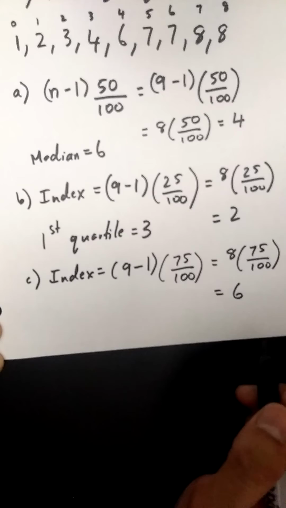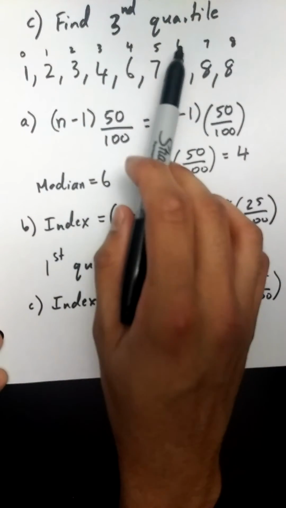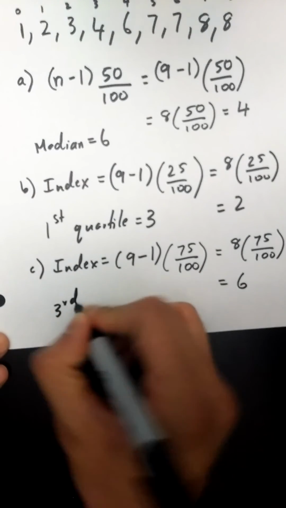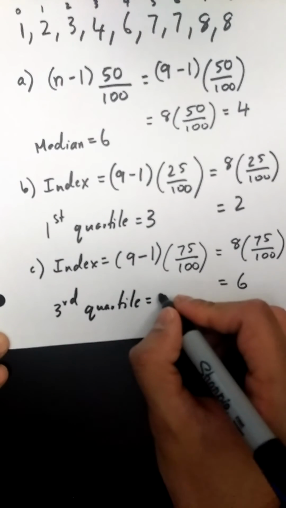So we know that our index is equal to 6 over here. We go back to our values. The sixth index has a value of 7. So we know that our third quartile equals 7.